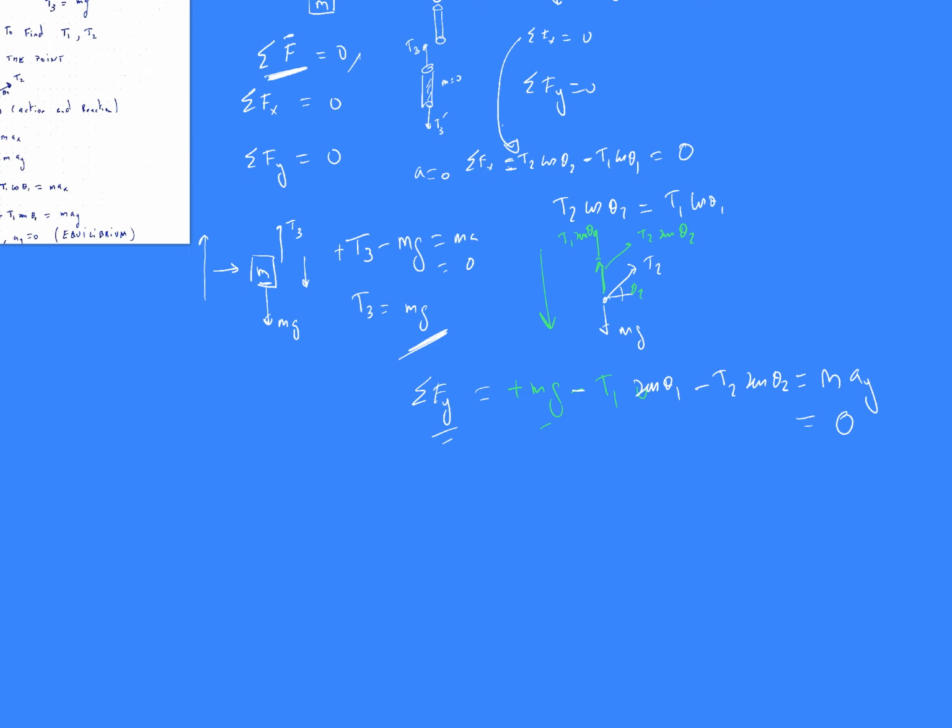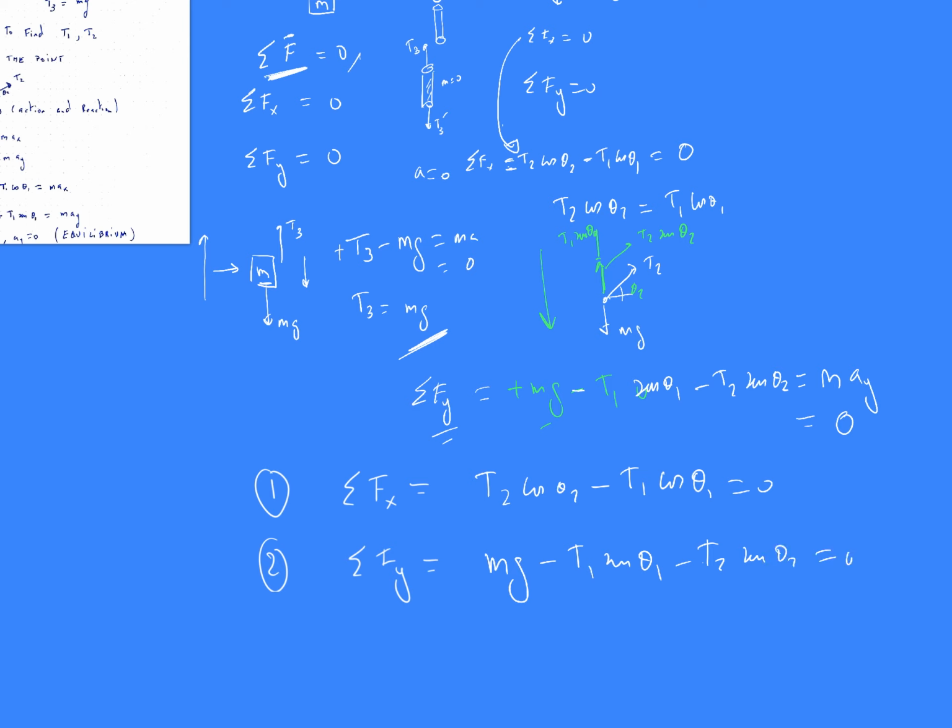Perfect. So I have equation 1 and equation 2. Equation 1 is the sum of all the forces in the x direction. The sum of all the forces in the x direction is T2 cosine of theta 2 minus T1 cosine of theta 1 equals 0. And the second equation is the sum of all the forces in the y direction. What is mg minus T1 sine theta 1 minus T2 sine of theta 2 equals 0. So I have two equations with two unknowns.